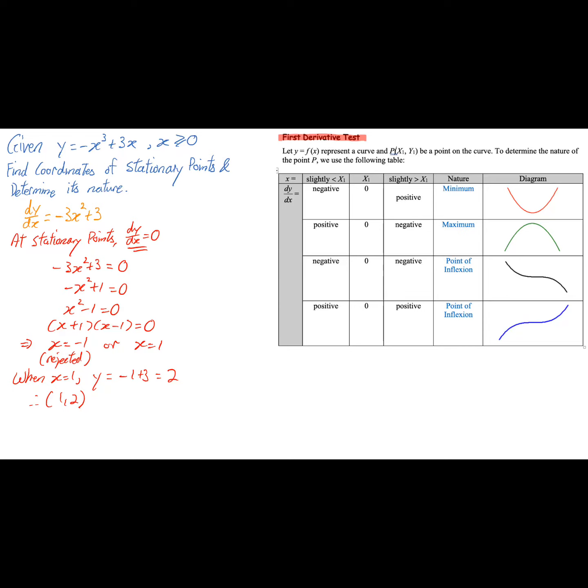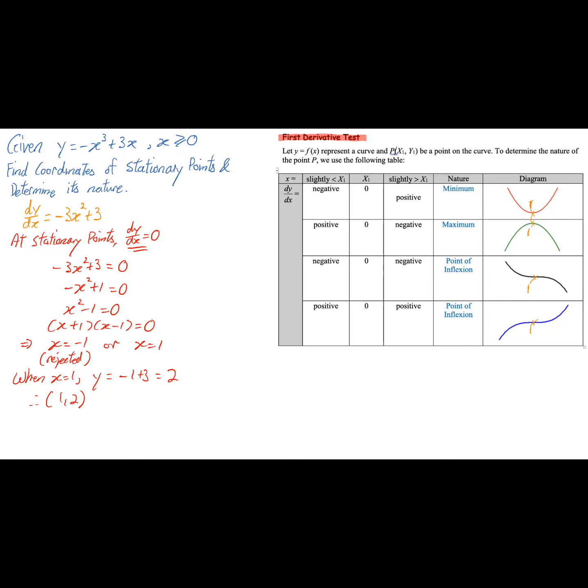At the start of this video, I said there are two methods to determine the nature. So let us use the first derivative test. Now, using this table here, I will attempt to explain very quickly. These are the points of our stationary point. All these marked x are our stationary points. Now, for this example, the stationary point, the coordinate is (1, 2). That means the x coordinate is 1.